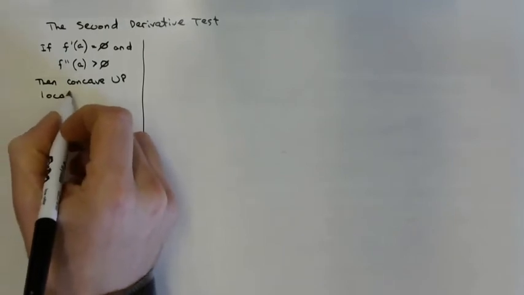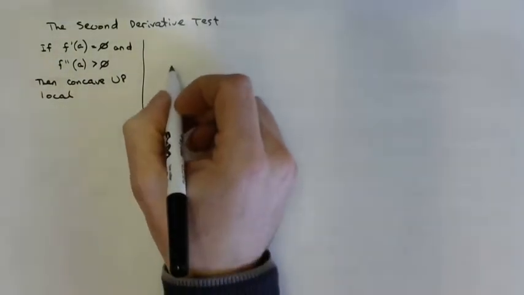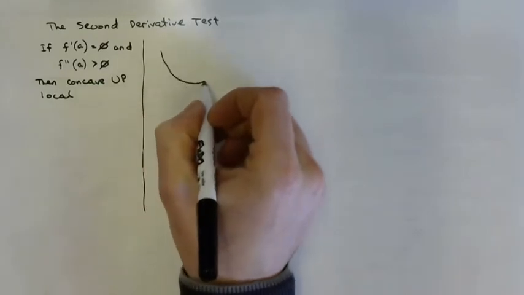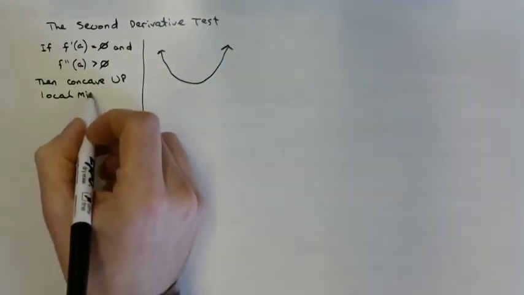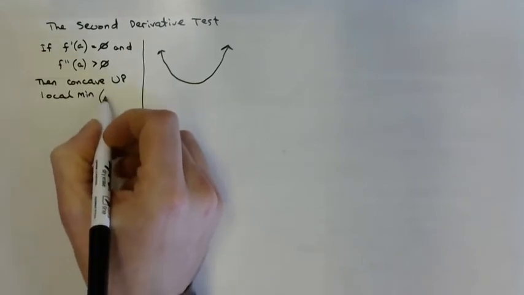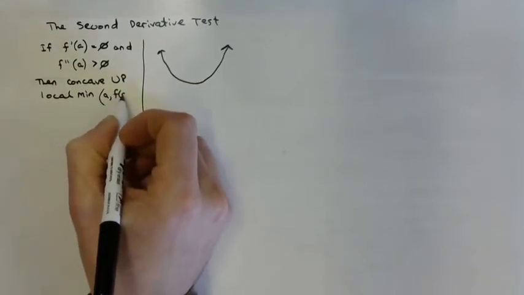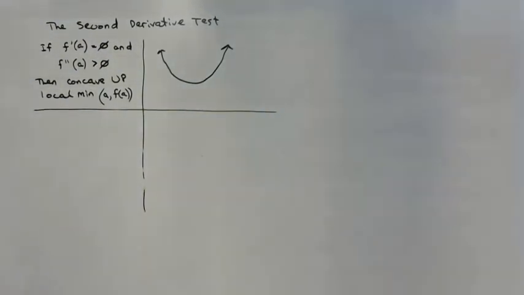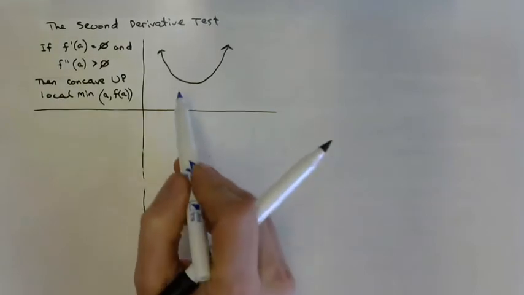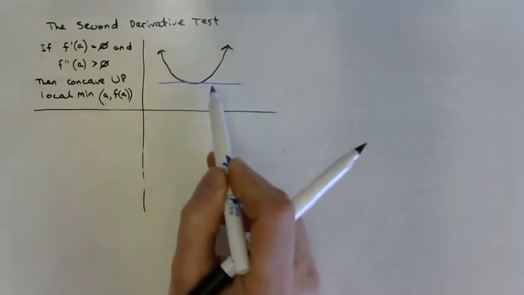If it's concave up, that would look like this, which means there's a local min at f of a. And again, the tangents are below the curve.